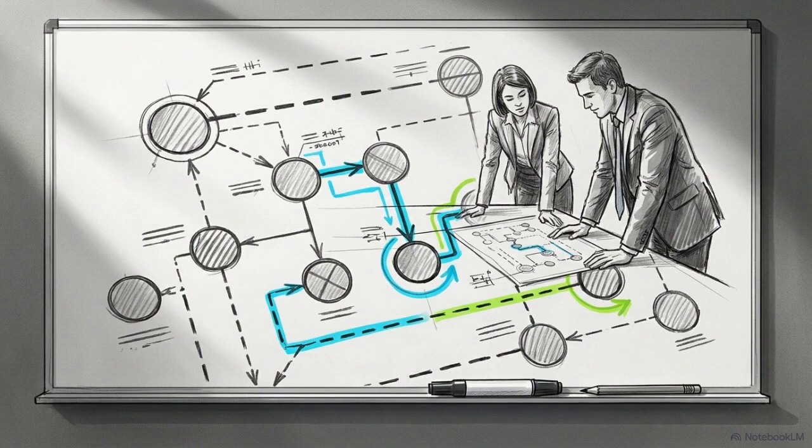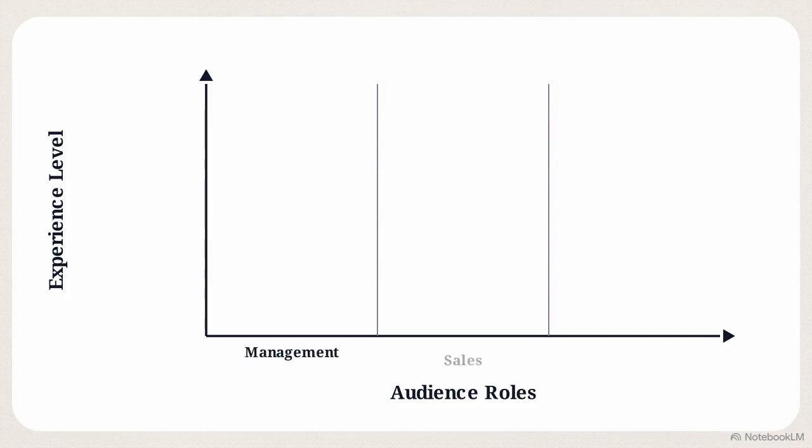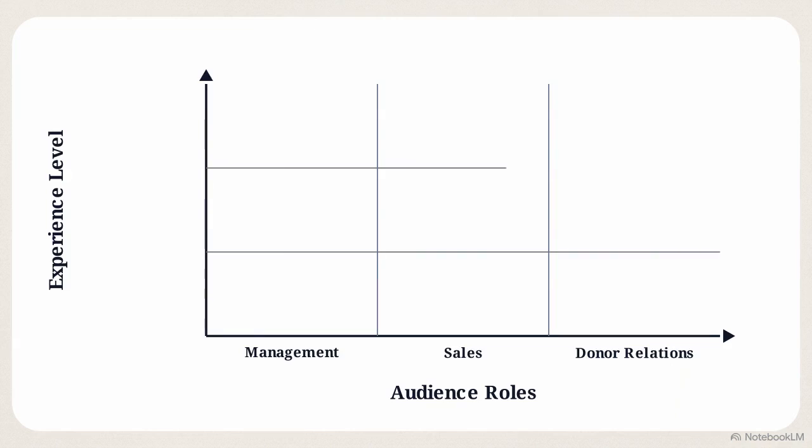Constructing this system begins with an exhaustive audience and gap analysis. Before sequencing content, designers map the demographic terrain using a two-axis matrix. On the x-axis, learners are categorized by role, with distinct columns for management, sales, and donor relations. The y-axis stratifies these roles by existing knowledge, separating new hires from 15-year veterans.